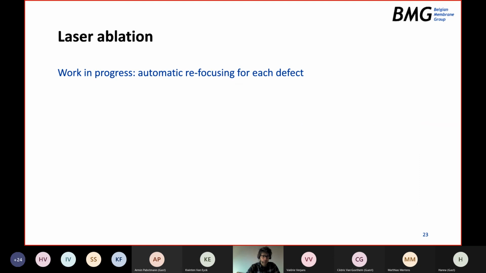So what we're trying to do now, well, the photonics group that we cooperate with, they are trying to implement some sort of automatic refocusing for each defect. So where the laser would basically find the correct height of the membrane surface area before introducing a defect.